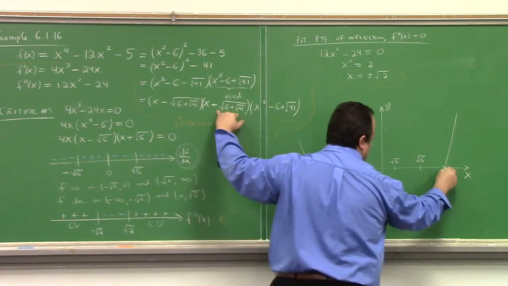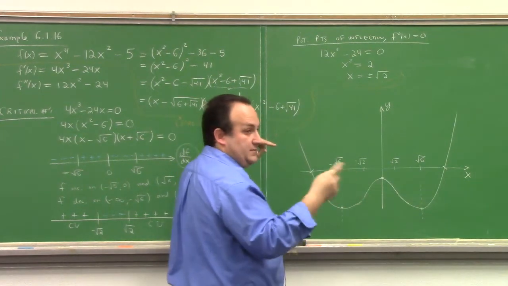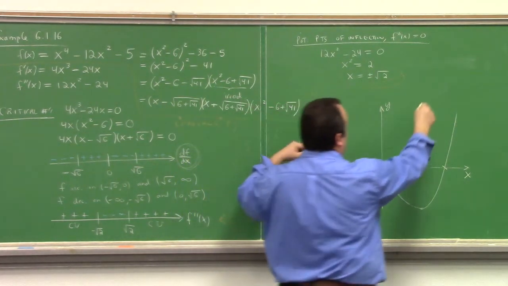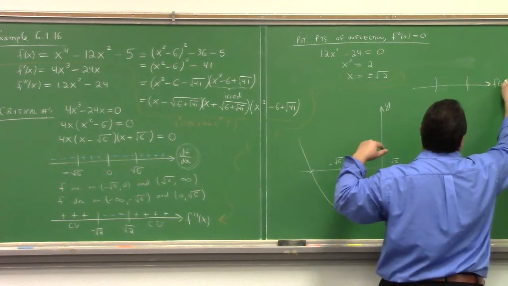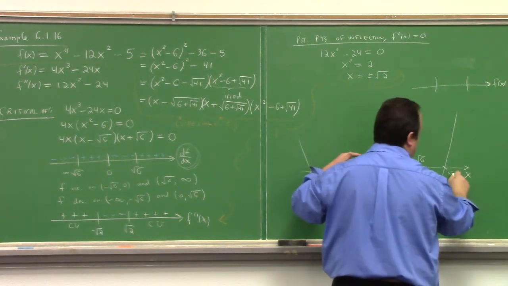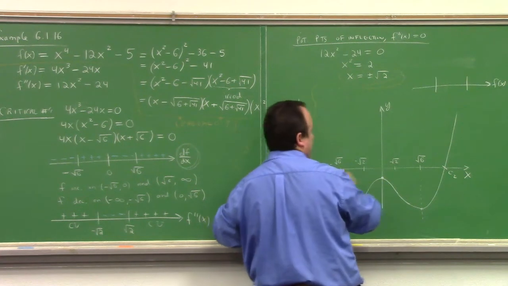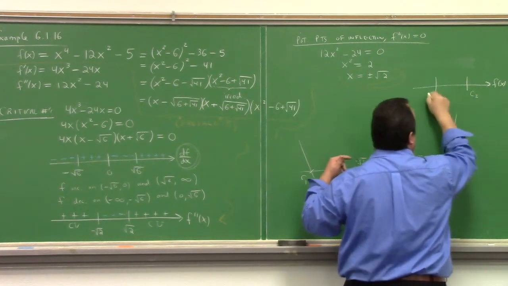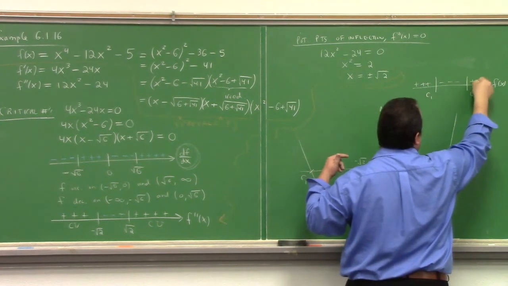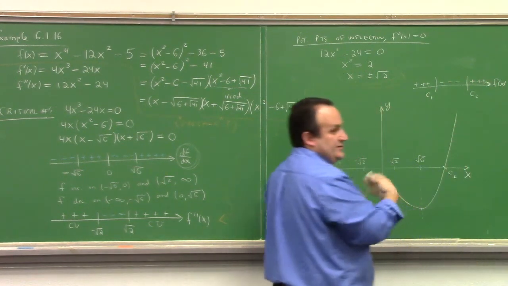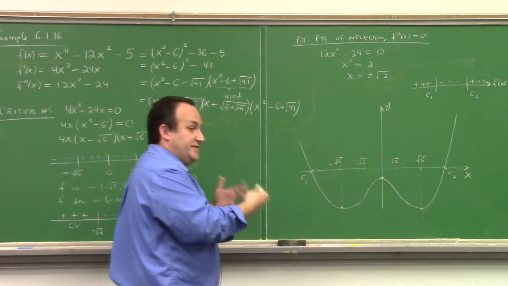So the sign chart for the function itself would look like this. I'm going to call that C2 and that C1 because I'm tired of writing them. It's plus here, minus in between, plus again. But I actually haven't written up until now the sign chart for the function itself.